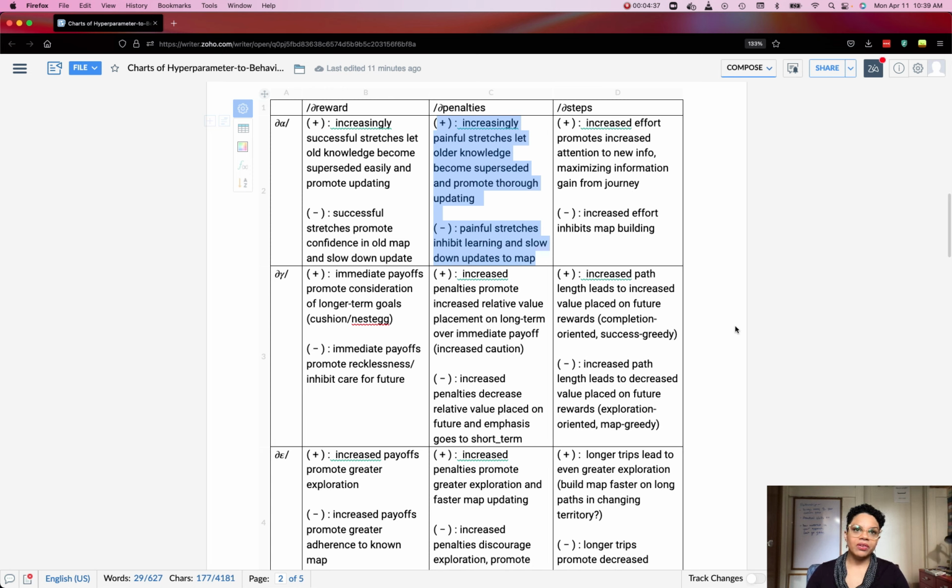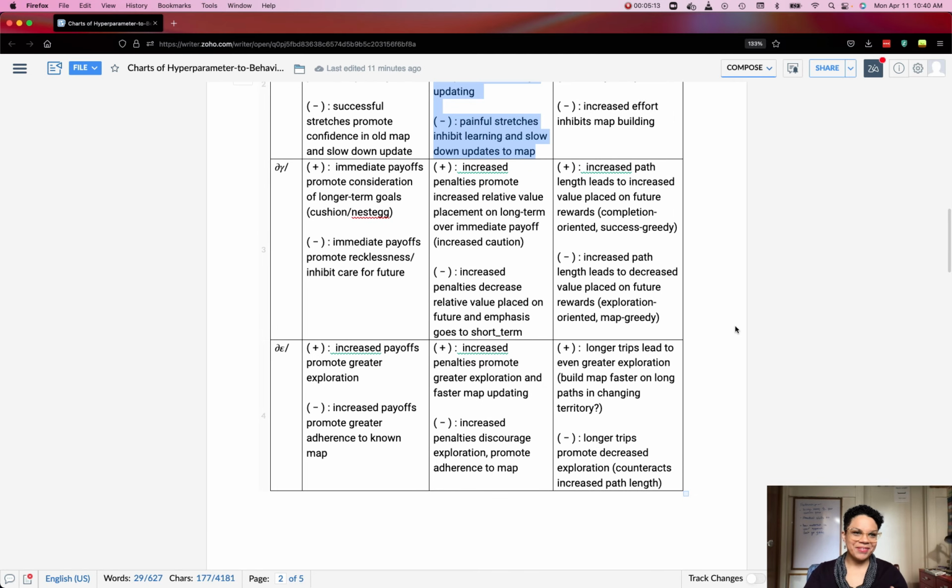If gamma goes up as the path length increases, then that means that increased path length leads to increased value placed on future rewards, which we can interpret as being completion-oriented. But again, let's not attribute motivations too quickly. Conversely, if gamma goes down as the step count increases, then that suggests that increased path length leads to a decreased value placed on future rewards, which we could interpret as the learner being more exploration-oriented or map-greedy.